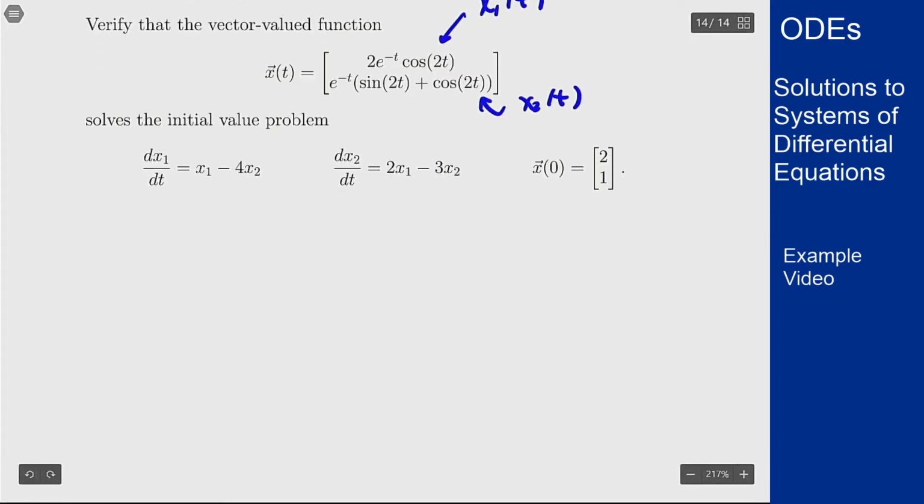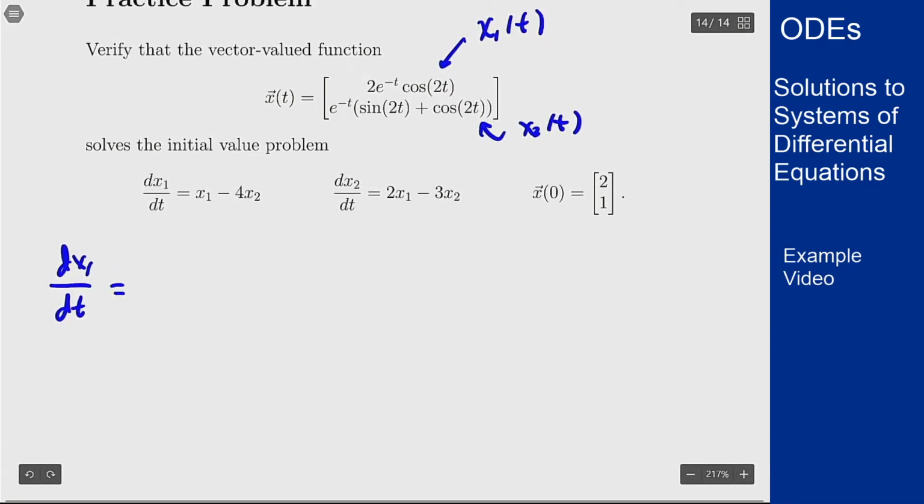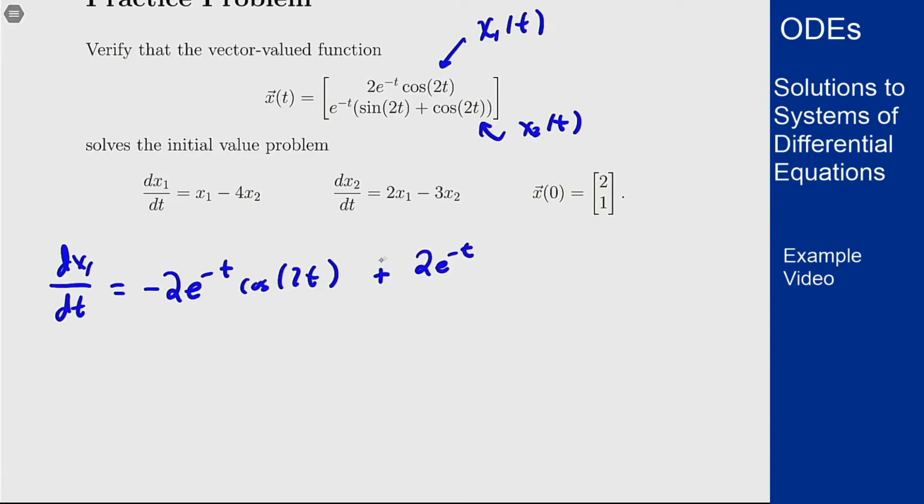What is dx1 dt? Well, this is going to be a product rule. So I have a negative 2e to the minus t cosine 2t. I differentiate the e to the minus t term. And then plus a 2e to the minus t. Derivative of cosine is negative sine. So I'm going to get a minus sign out front. And then a 2 sine of 2t.